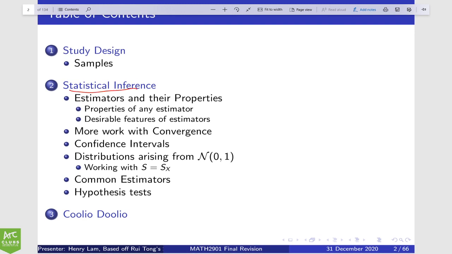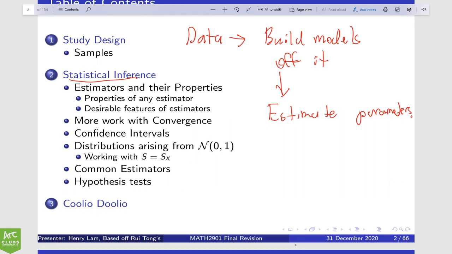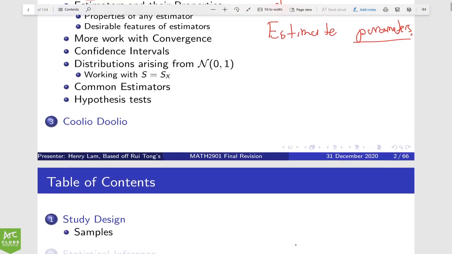And the concept is, we have data and we want to build models off it, so we need to estimate parameters. So in a sense, it's kind of the reverse of the first half of the course. In the first half you assumed the distribution and then you found some properties. Here we look at what the properties of the data are, inherently, and then we fit it to a particular data set or model, and then we estimate the parameters. So I'll just go through this.